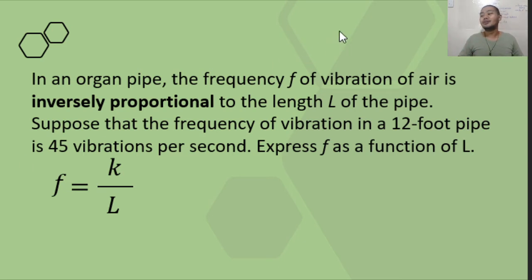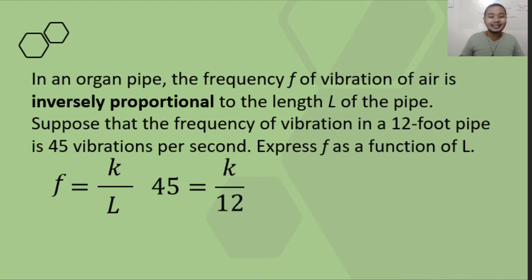Let us continue. Suppose that the frequency of vibration in a 12-foot pipe is 45 vibrations per second. Express F as a function of L. So, anong gagawin natin dito? Substitute muna natin yung mga values. Yung 12, that would be the length. Okay, sorry for that mistake. So, 12, that would be the length or that would be the value of L, while yung 45, that would be the frequency of vibration. So, as you can see on our screen.